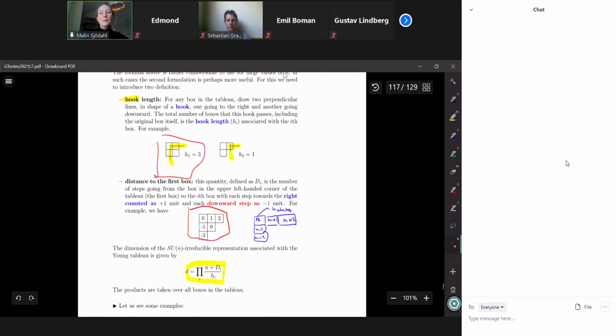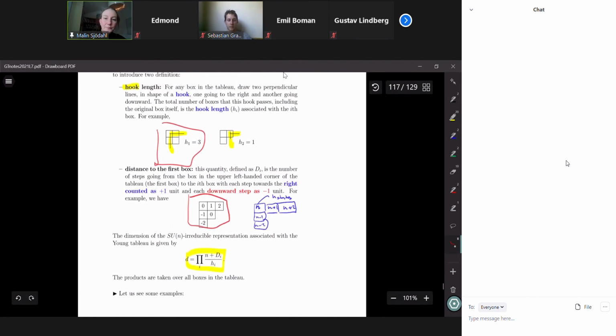But then I should divide by the denominator. The denominator is given by the so-called hook length. The hook length is the length of a hook going horizontally and vertically through the box in question. So here the hook length is 3, for example, because I encounter 1, 2, 3 boxes, and here the hook length is 1 because I only encounter 1 box. In this way, the dimension can be calculated.